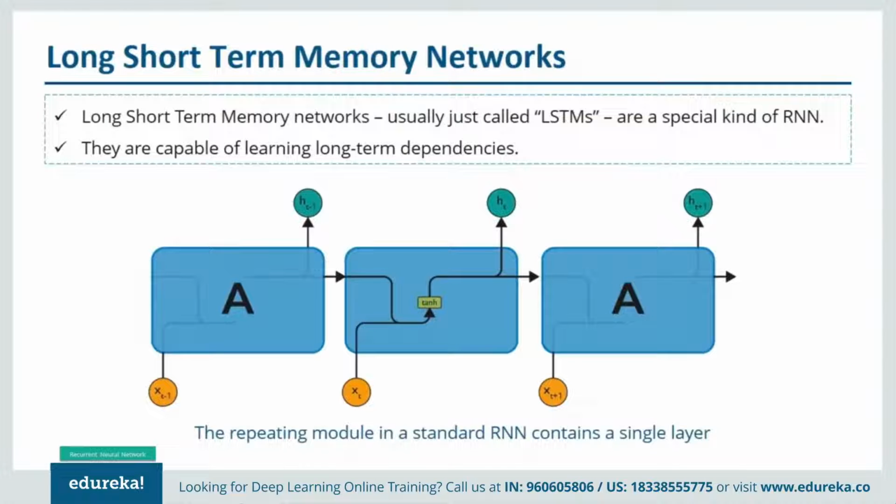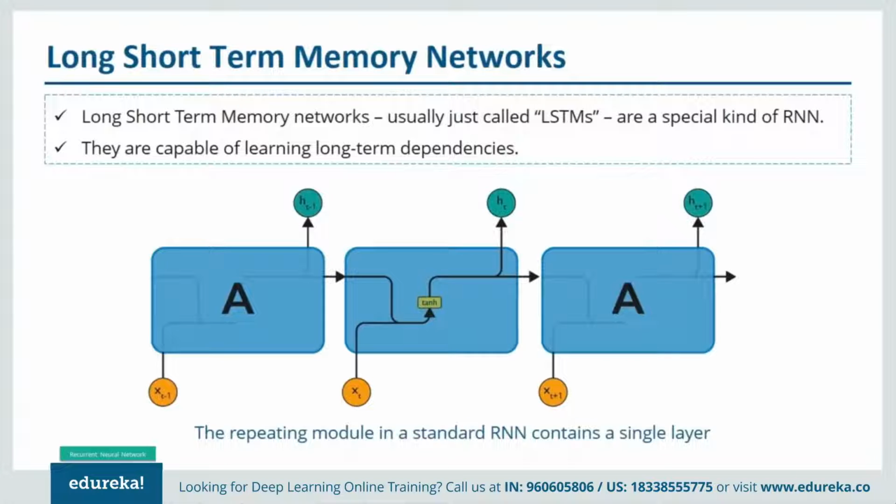But there are a few cases where we need more context. Consider trying to predict the last word in the text, "I grew up in France." Then there are some words. After that comes, "I speak fluent French." Recent information suggests that the next word is probably the name of a language. But if we want to narrow down which language, we need the context of France from further back. And it's entirely possible for the gap between the relevant information and the point where it is needed to become very large. This is nothing but long-term dependencies. And LSTMs are capable of handling such long-term dependencies.